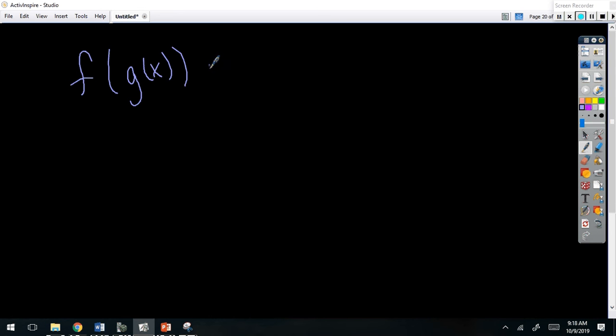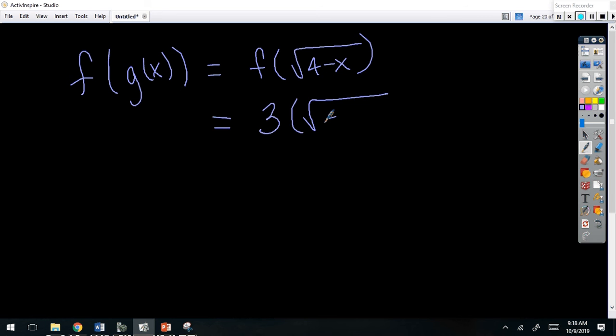All right, so what is g of x? Are we all in agreement there? Yep. So if I want f of the square root of 4 minus x, that means I take what f was, which was 3. It's not x anymore. It's the square root of 4 minus x to the third power, right? Everybody okay on that?